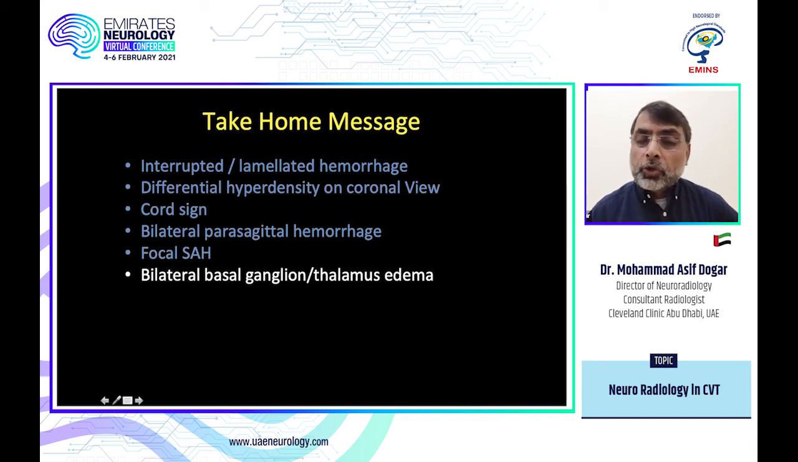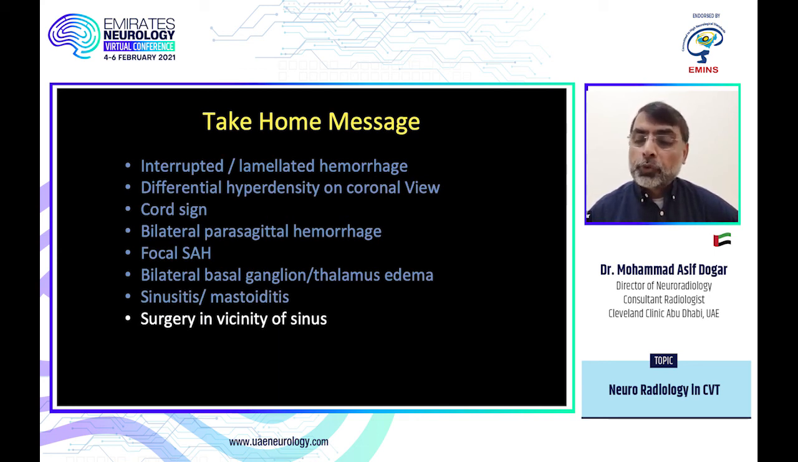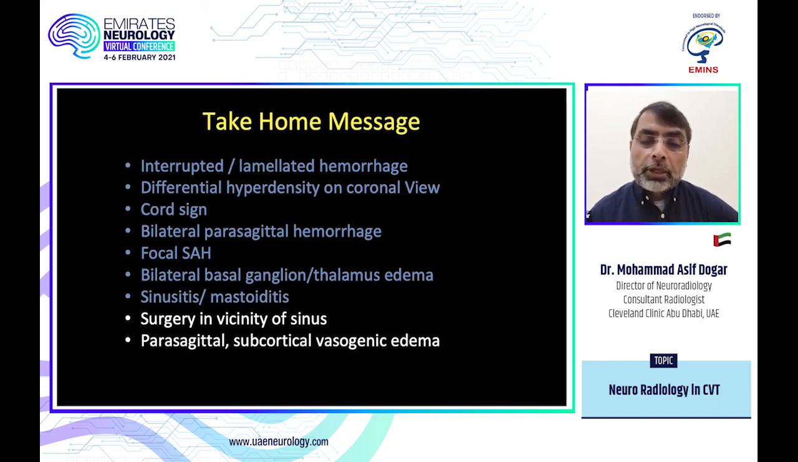If you have edema or hemorrhage in the bilateral basal ganglia and thalamus, look for the central veins. If you have sinusitis, if you have a sphenoid sinusitis, look at the cavernous sinus. If you have a frontal sinusitis, look at the superior sagittal sinus. If you have mastoiditis, look at the transverse sinus. If there's surgery in the vicinity of the sinus, make sure you look carefully on the 3D or coronal reconstructed image to make sure there is no differential density. And again, if the patient has parasagittal, unilateral or bilateral subcortical vasogenic edema, look at the patency of the superior sagittal sinus. With that, thank you.